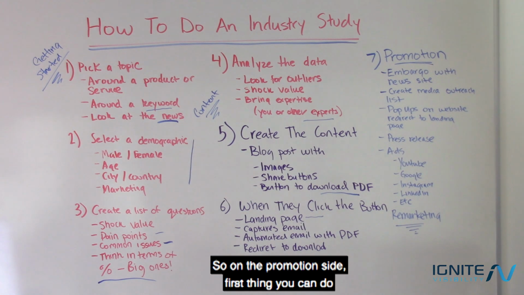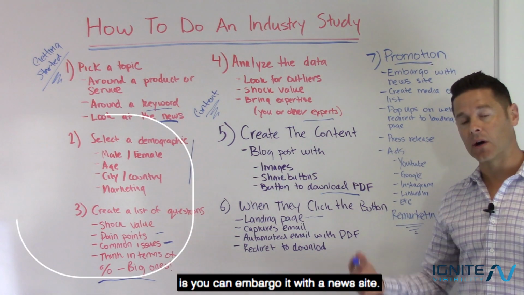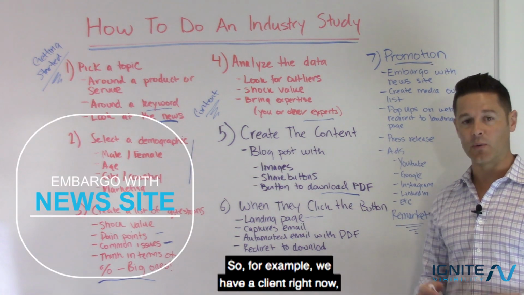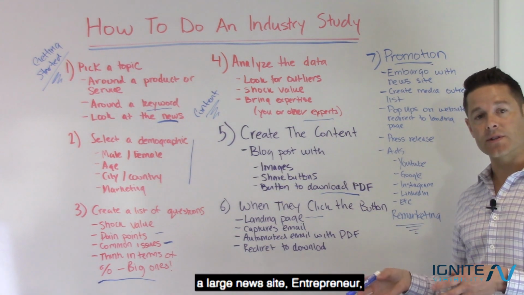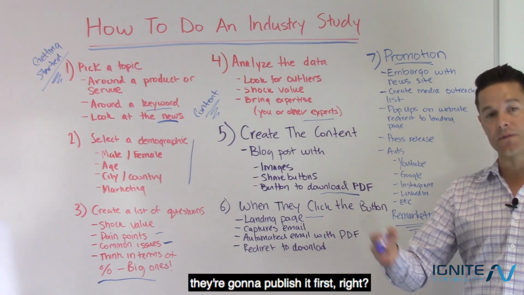So on the promotion side, first thing you can do is you can embargo it with a news site. So for example, we have a client right now, we've done an industry study, we've gotten a large news site, Entrepreneur, they're going to publish it first, right?